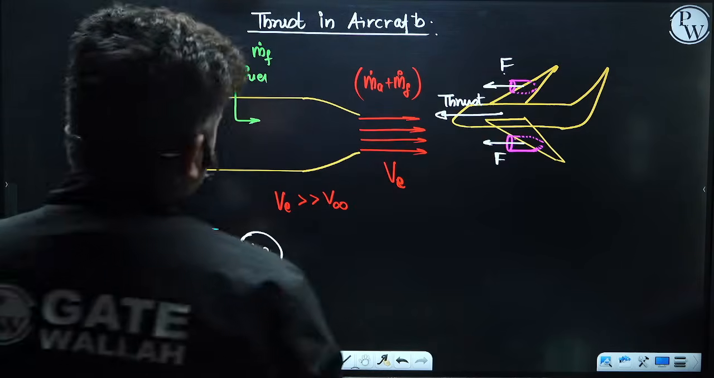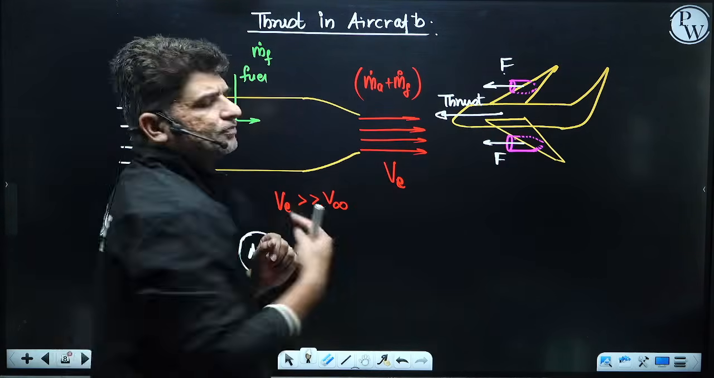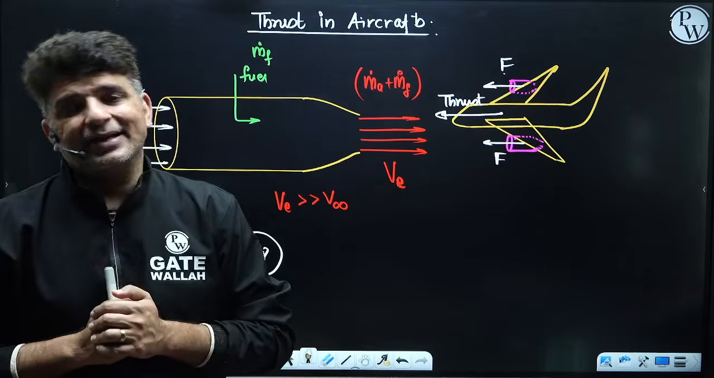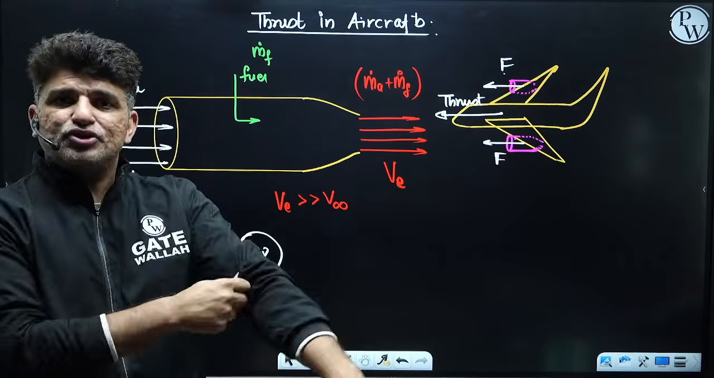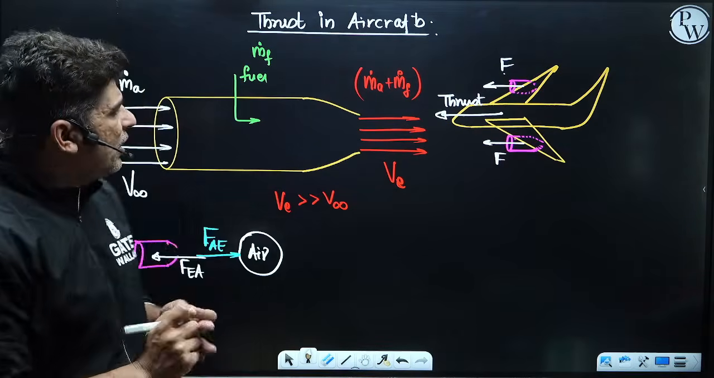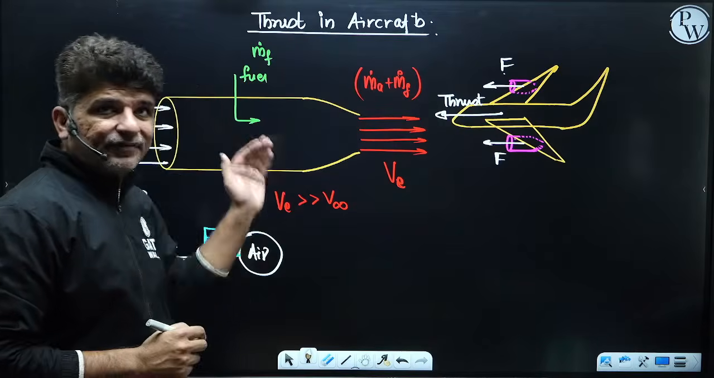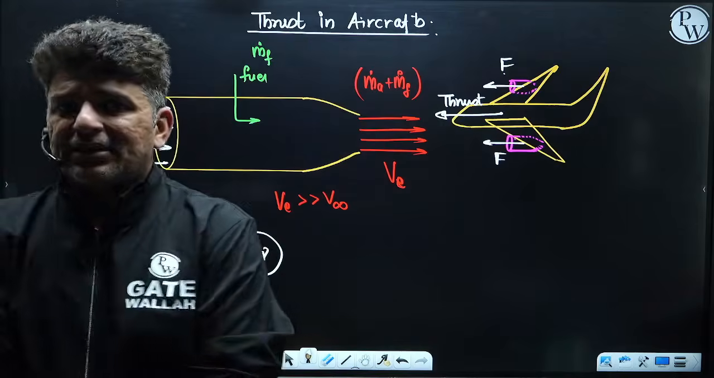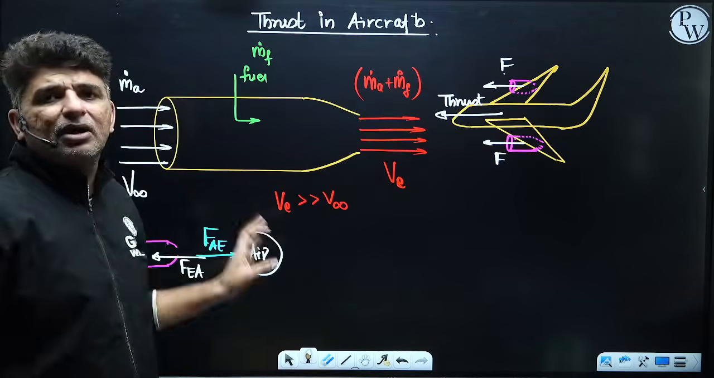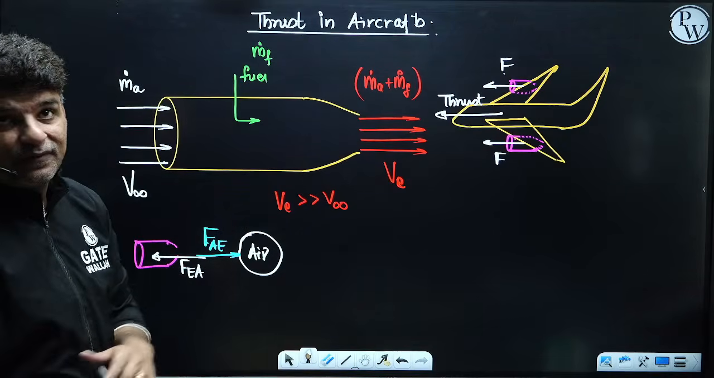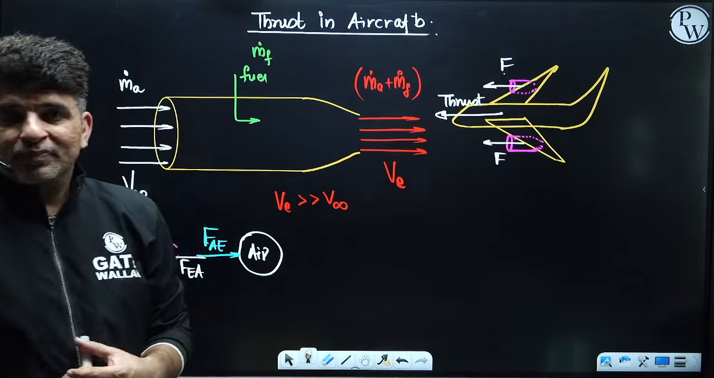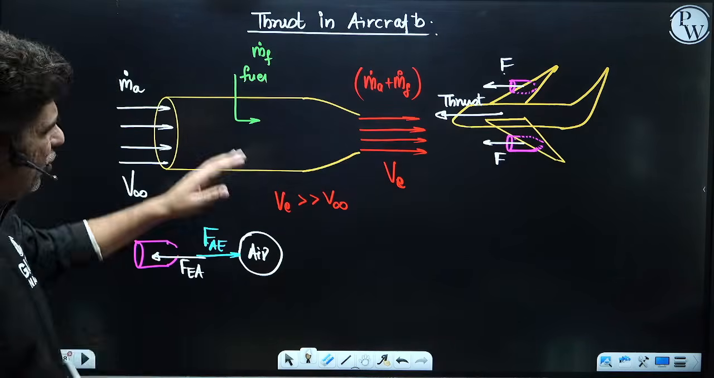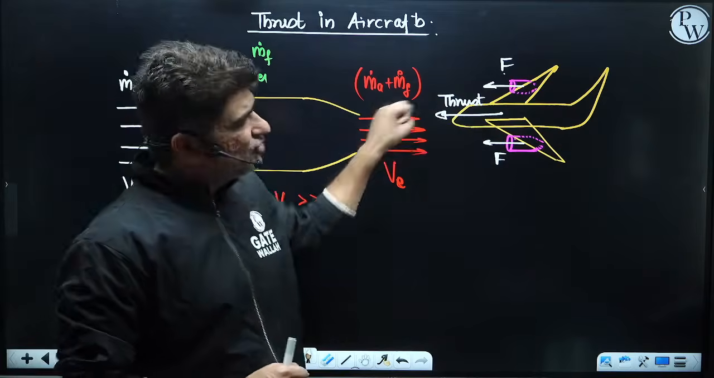Okay, so this is what the thrust actually looks like. Is it clear? I'm sure everybody might have understood how the thrust is generated in an aircraft. So we are going to see how the thrust is actually generated. But this is only one component of thrust. There are other components of thrust also. Okay, so I hope all of you have understood how the aircraft actually moves.